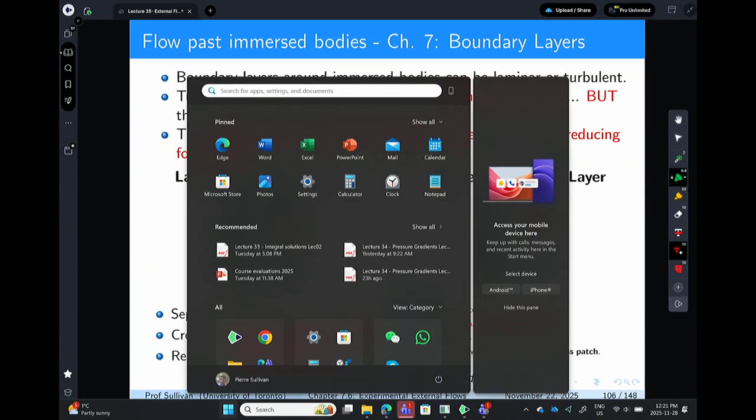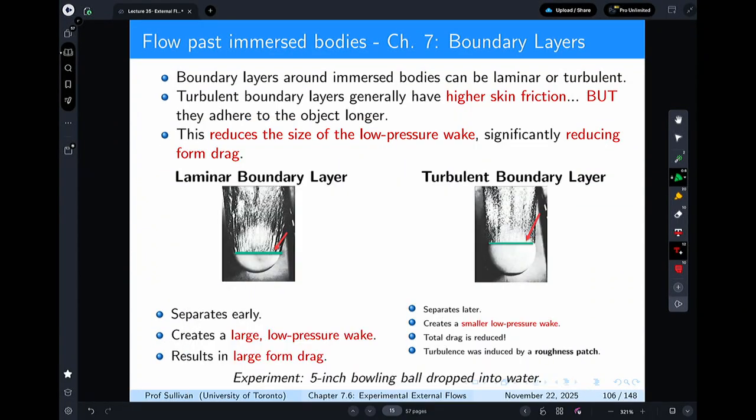So I did threaten you with the same figure again. These are two, the laminar versus turbulent boundary layer here. And all this is, again, is that on the nose of the sphere, they put a small piece of sandpaper. Nothing major. And it's dropping at the same speed, so the speed on the left and the speed on the right are the same. The only thing that has changed is the roughness of the nose. And it's not a huge patch, it's just there.